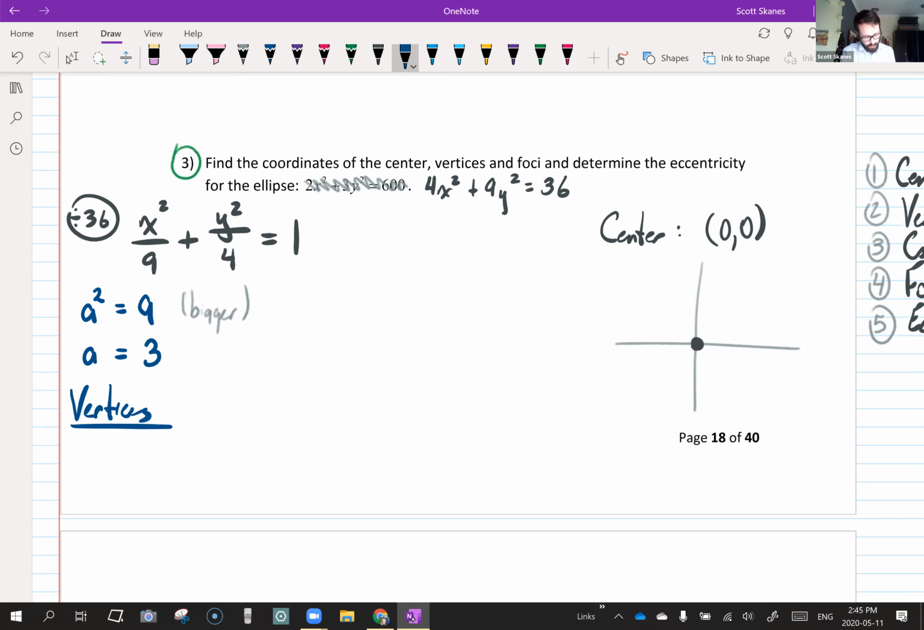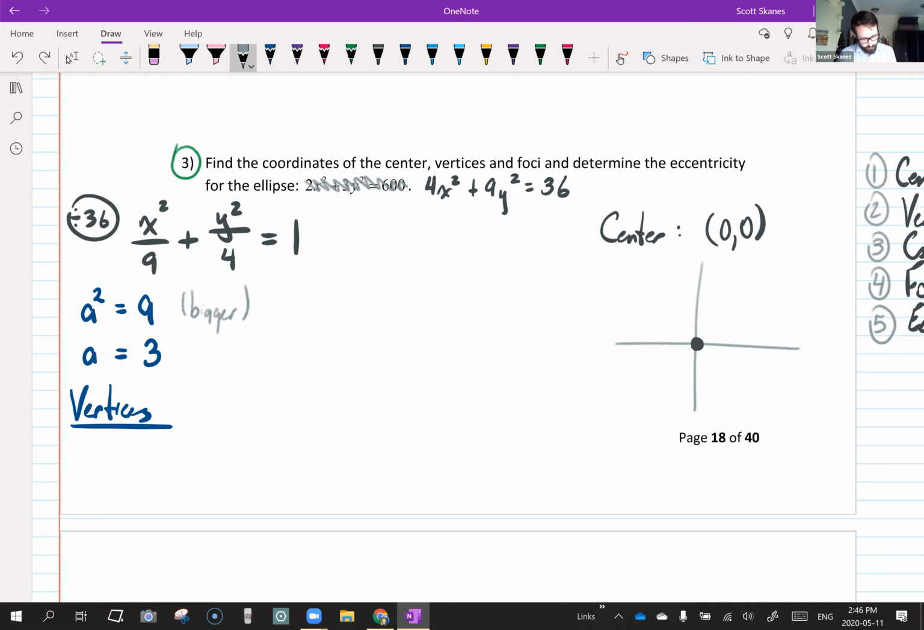Vertices. How do we get the vertices? Well, you'll have to listen carefully because this is very much a mental exercise a lot of the time. Think about it this way. The A value is grouped up with the X. That means the major axis must be along the X direction. And so we go left from the center by A and right from the center by A.